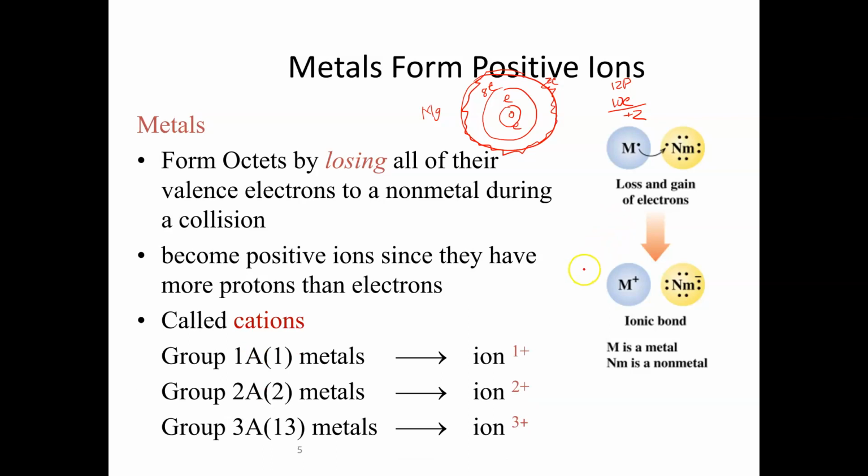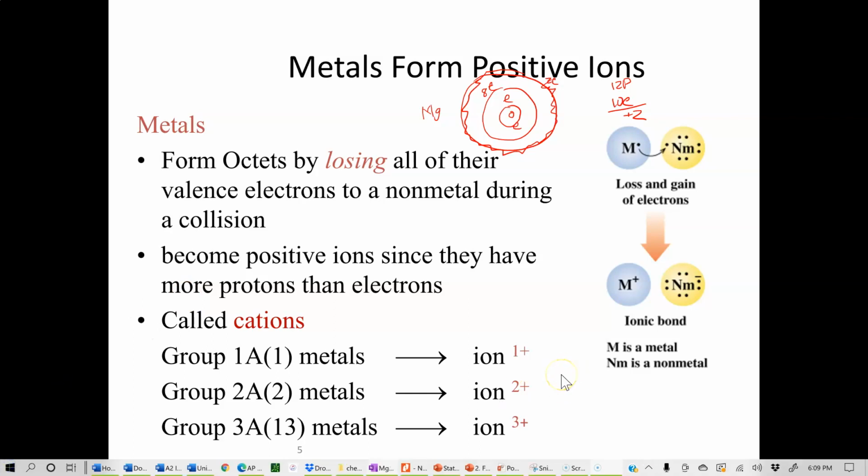Here's some examples. So you need to know group 1A is positive 1, group 2A is positive 2, and group 3A is positive 3. For those wondering, how do I get those charges? That's how many valence electrons it has. So in the case of group 1A, it has 1 valence electron, so it loses 1. That's why it's positive 1. Group 2A is positive 2. Group 3A is positive 3. And that's how you figure them out.